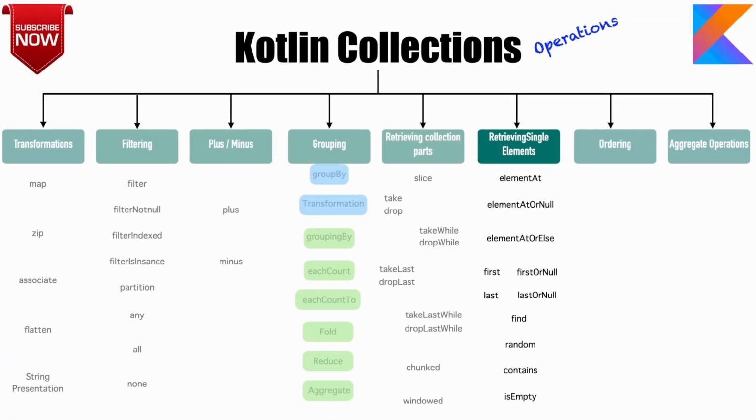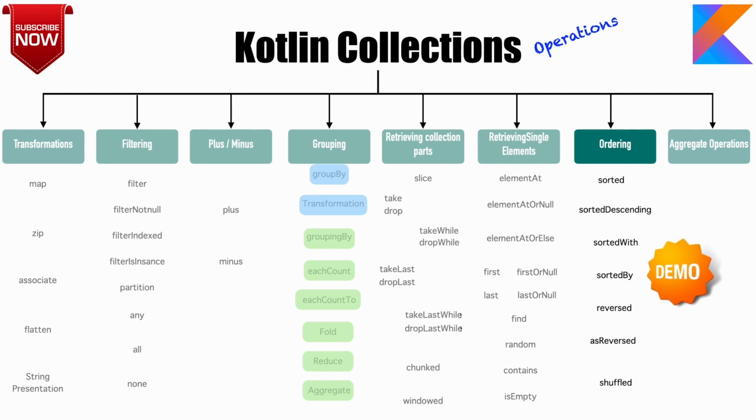Welcome to another video on Kotlin collection operations. In the previous video, you have gone through various functions which were used for retrieving single elements from a collection. In this video, we will move on to the next section, which is ordering. And as a part of ordering, there are a couple of functions like sorted, sortedBy, sortedWith, reversed, shuffled. So in this video, we will look at how to use these functions.